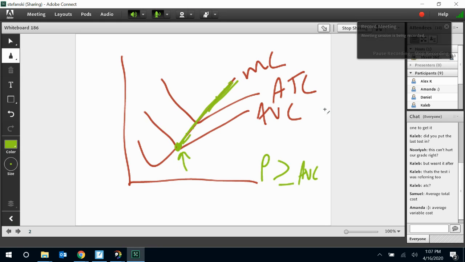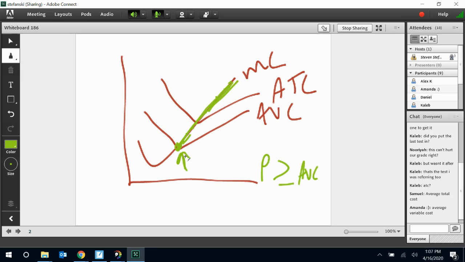So if we take a look here once again, in the short run, we have to cover the average variable cost of the cost curves. If the price falls below this point right here, then we're going to shut down, right? That shutdown is temporary.